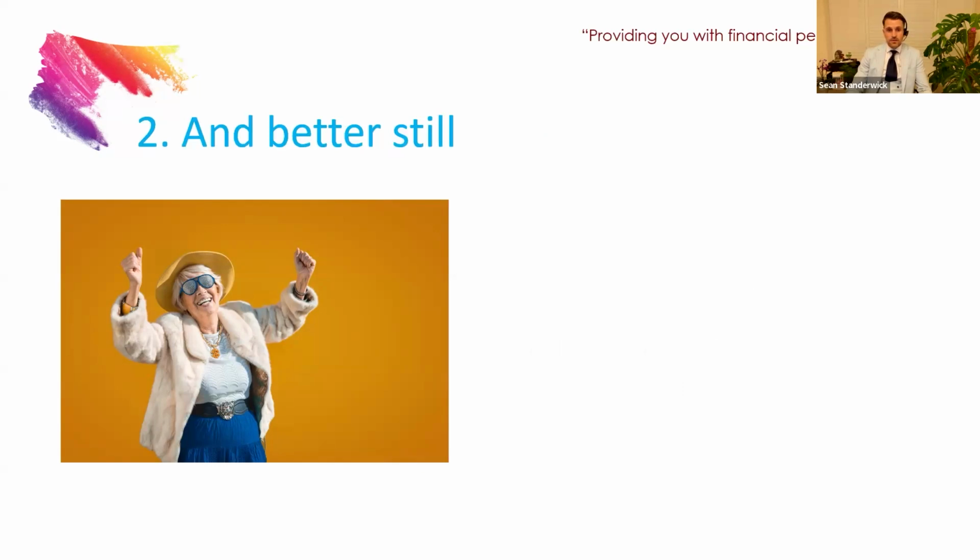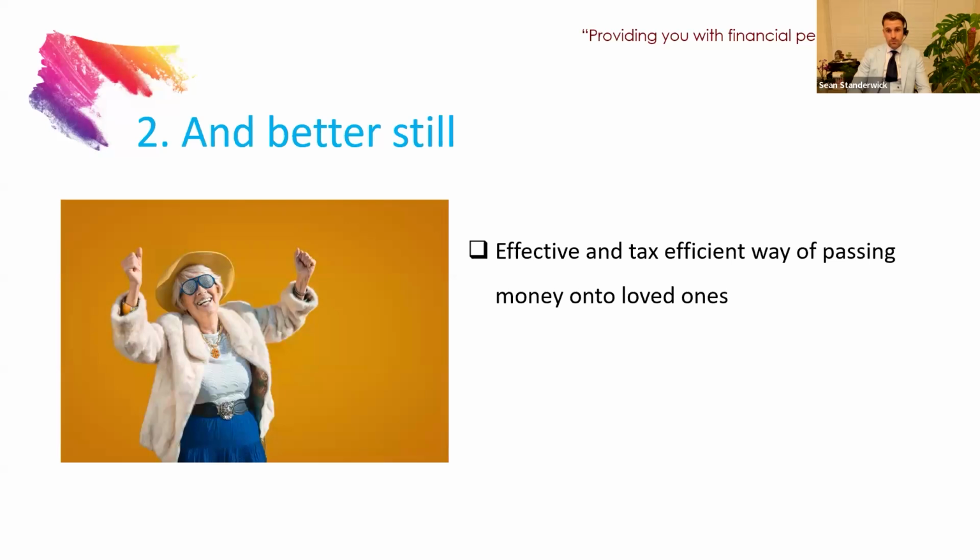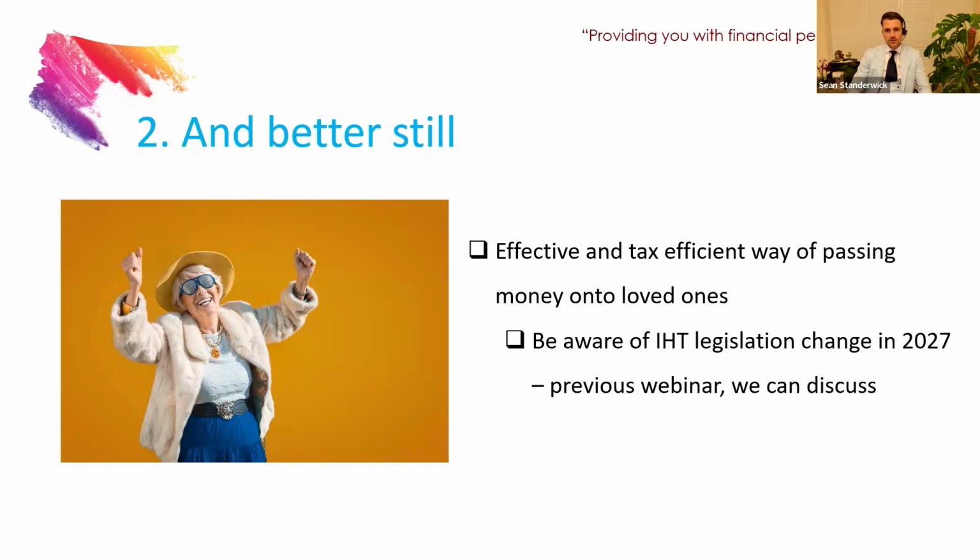And just to note that there are other benefits to pensions as well. They can be an effective and tax-efficient way of passing money on to loved ones. Just be aware that with the change in legislation that's been announced that kicks in 2027, which we covered in our previous webinar, and we're happy to discuss this, there will now be inheritance tax due from 2027 on pensions. It's also a common misconception that, oh, I've got a will and therefore my money and my pension will pass on smoothly to my loved ones. Well, no, you should nominate who you want your money to go to with your pension provider.